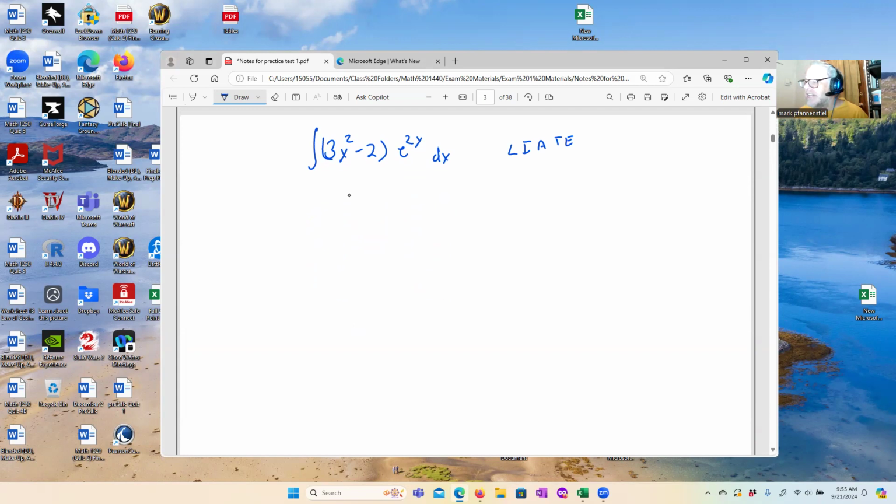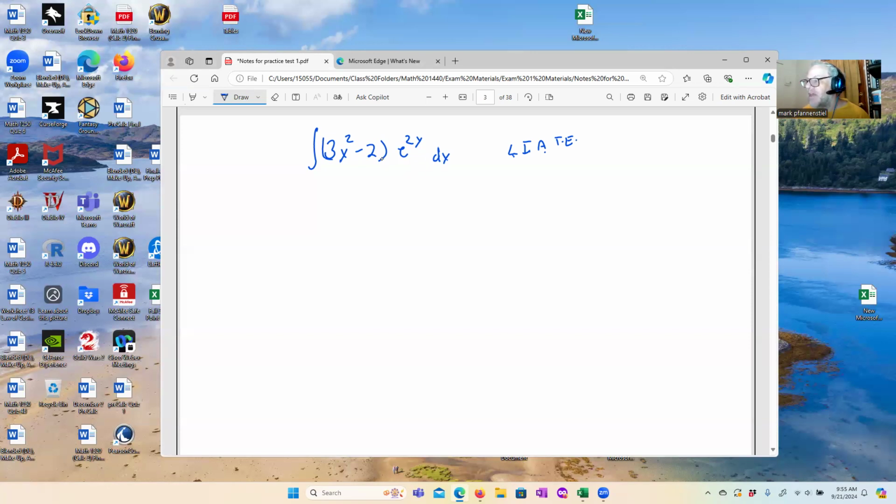You may have seen on a YouTube video this LIATE, which stands for logarithm, inverse trig function, algebraic function, trig function, or exponential. Those are the ones you want to differentiate. You will never see trig functions or inverse trig functions, so this is a little bit too much for what we need to do. It's kind of like, you don't need a baseball bat to kill a fly. So polynomial times exponent, polynomial times logarithm, those are the two you really have to worry about.